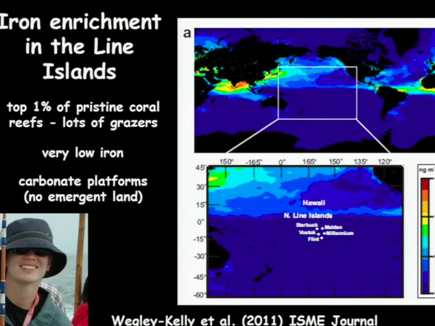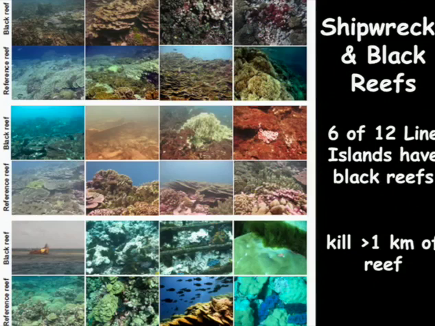These are also carbonate platforms. So these are classical coral reefs where everything has been built. The land sank down, and the corals have been building up, kind of what Darwin was talking about. And these things literally have no emergent land at all. So there's really no iron in these areas.